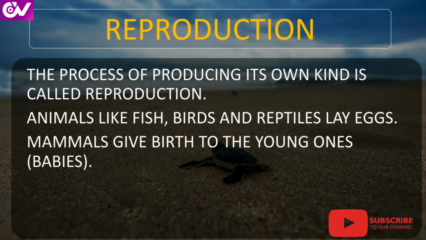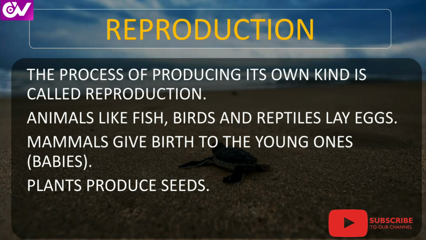Next, mammals give birth to young ones. Mammals are the animals or human beings that give milk to their young ones. They can also produce their young ones, that is babies. Like us humans, who create babies.